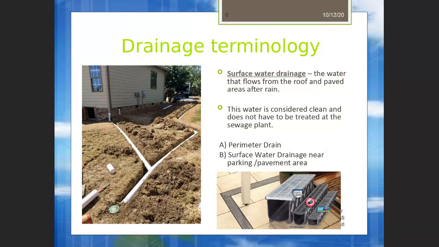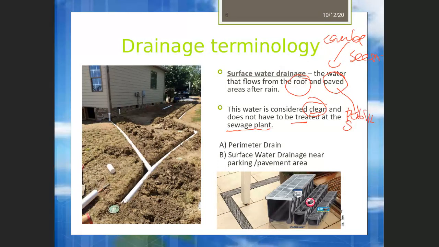Okay, and then the term surface water drainage, this one I also mentioned just now. What is surface water drainage? The water that flows from the roof and from the pavement area. This is normally seen. The water is considered clean and does not have to be treated at the sewage plant. So when we say clean, this can be used again, and you can see some of the water goes directly to the public sewer.